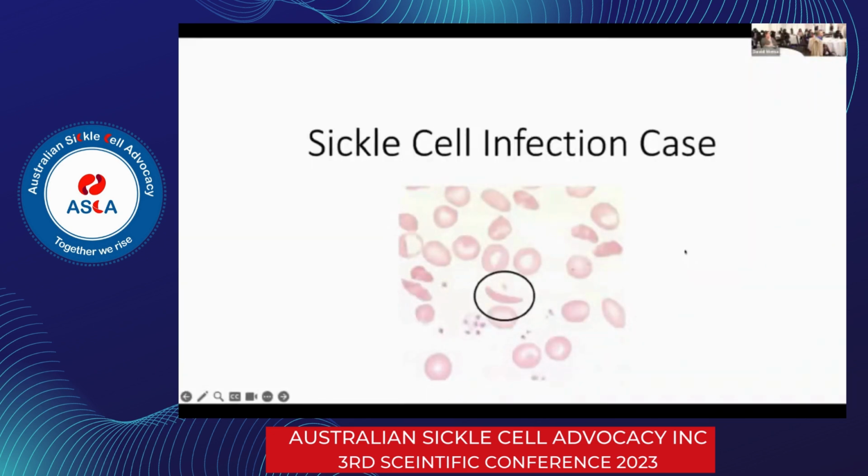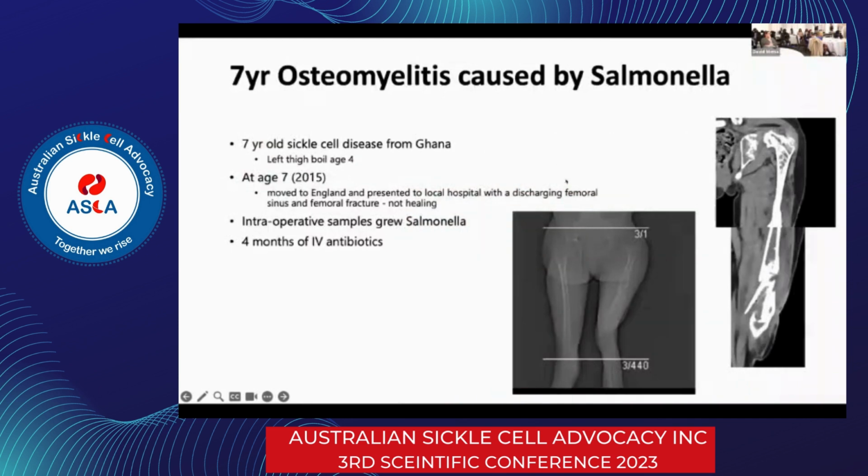I'll finish on an infection case. This is quite a sad case. A 7-year-old presented from Ghana. They had a boil in their leg from the age of 4, so probably a sinus coming from the femur. It wasn't treated for many years. They eventually moved to England and were found to have a discharging sinus with a femoral fracture. The samples grew salmonella. This child had 4 months of IV antibiotics and multiple surgeries to wash out the leg.